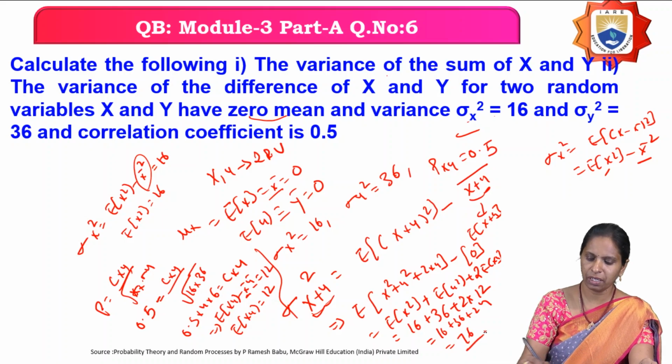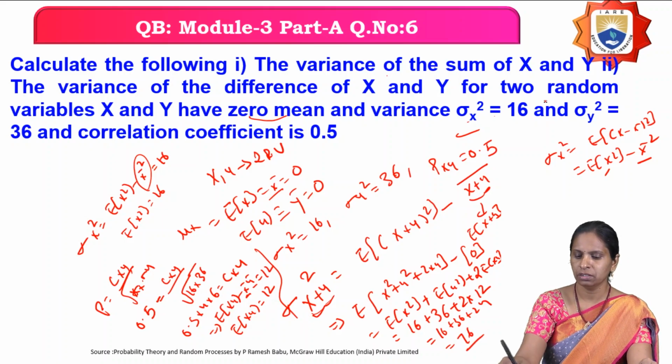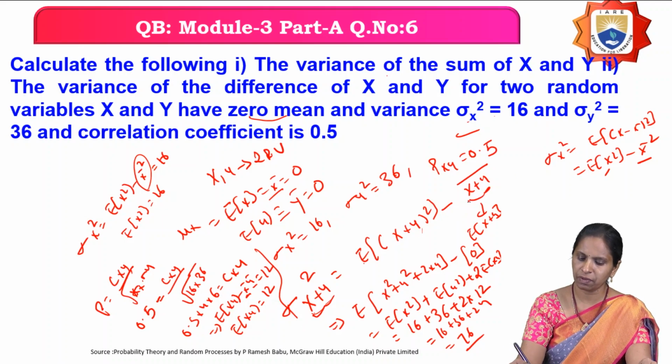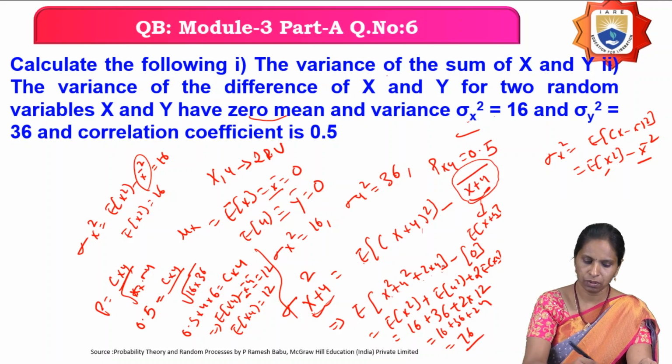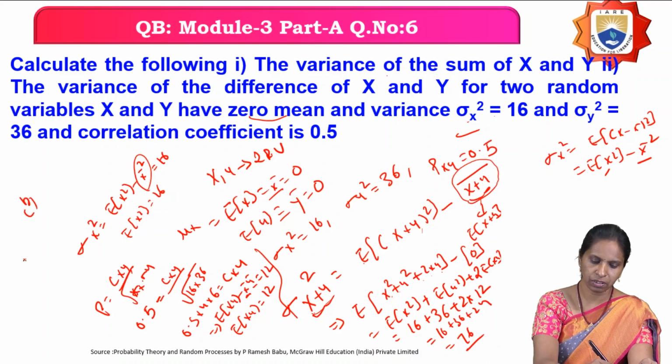Similarly, what is the variance of the difference of the two random variables? Nothing but sigma x minus y whole square. What is sigma x minus y whole square? Expectation of x minus y whole square minus x minus y whole bar. So what is this value? Since the means of the two random variables are 0, this value is equal to 0. Then what is the expectation of x minus y whole square? Nothing but x square plus y square minus 2 into xy. Therefore, for the second part, we are going to get sigma x minus y whole square equal to what?